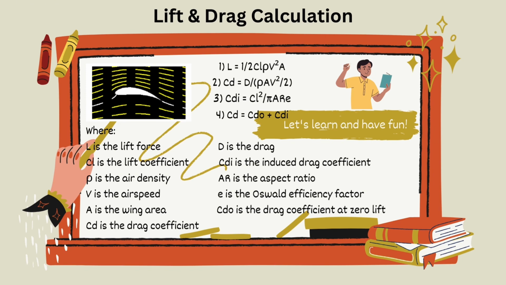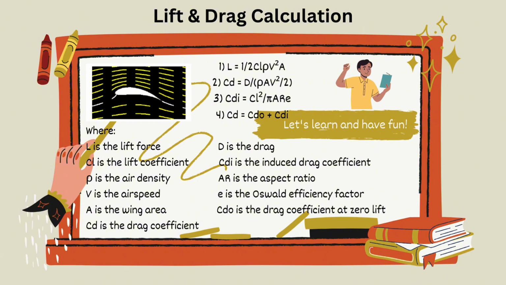This section has 4 equations: lift force, drag coefficient, induced drag coefficient, and drag coefficient at zero lift. The first one is L equals 1/2 CL rho V squared A. Secondly, CD equals D over (rho A V squared over 2). Thirdly, CDI equals CL squared over pi AR e. The last equation is CD equals CD0 plus CDI.